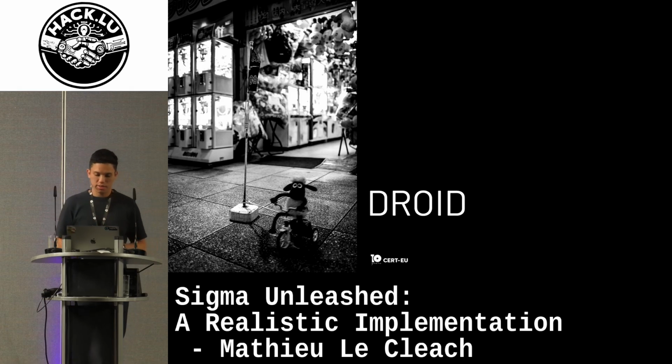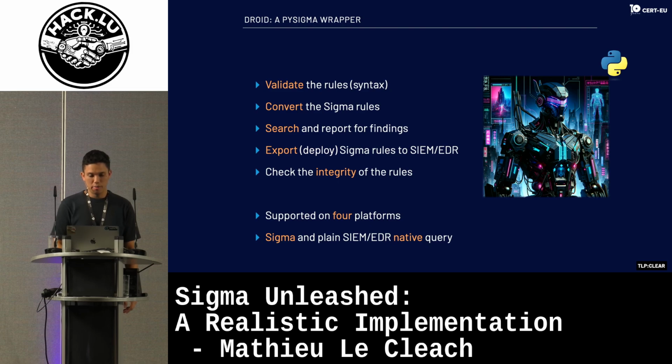So to achieve that, we have introduced DROID in our environment. It stands for Detection Rules Optimization Integration Deployment. And it's basically a PySigma wrapper, so it will mainly use PySigma. The whole goal of DROID is to deploy the detection rules from Sigma to the platforms in an automated way. So it has the capabilities to validate, convert the rules, search in our logs, and report findings.